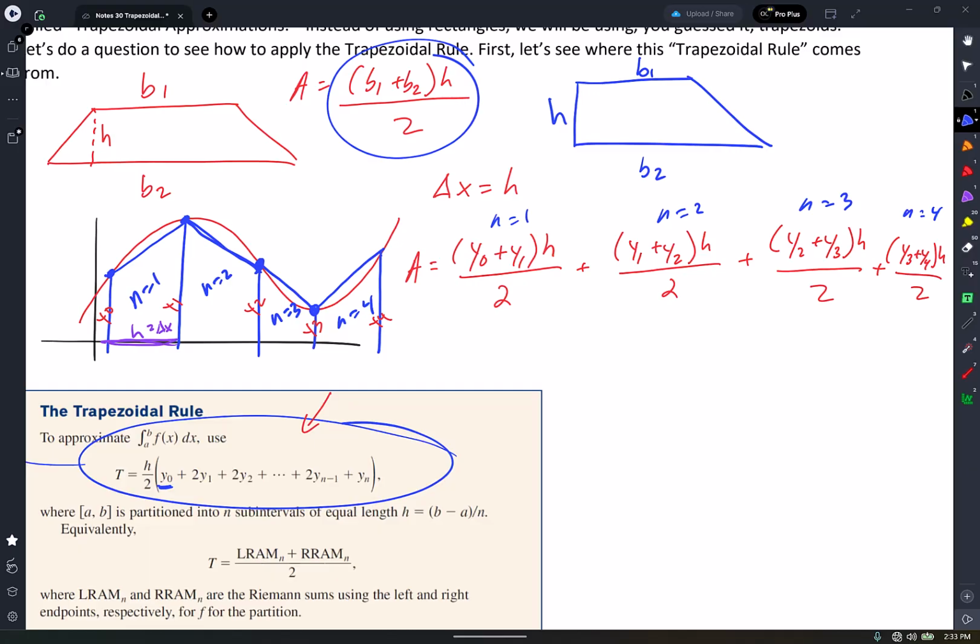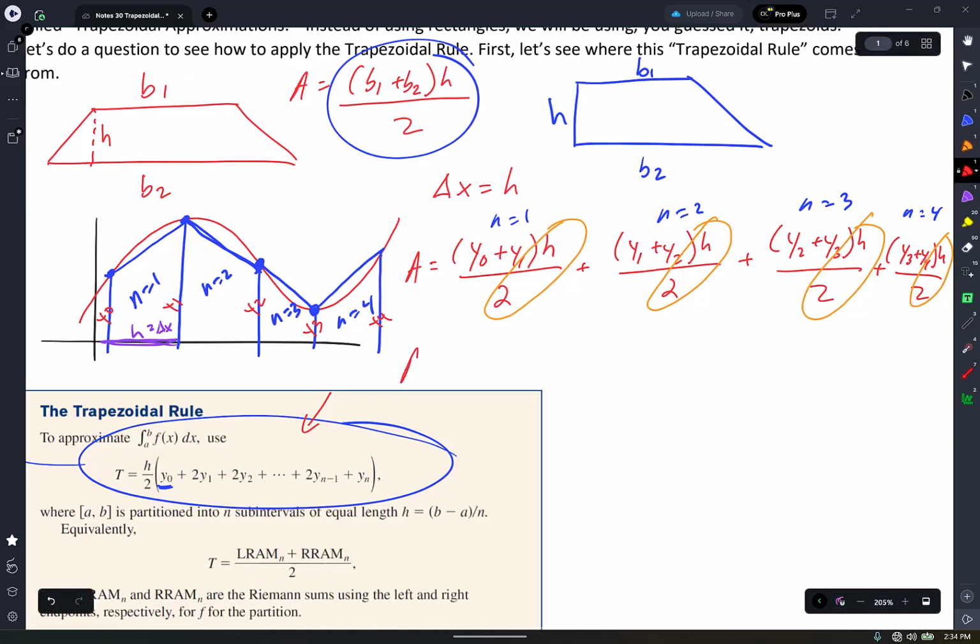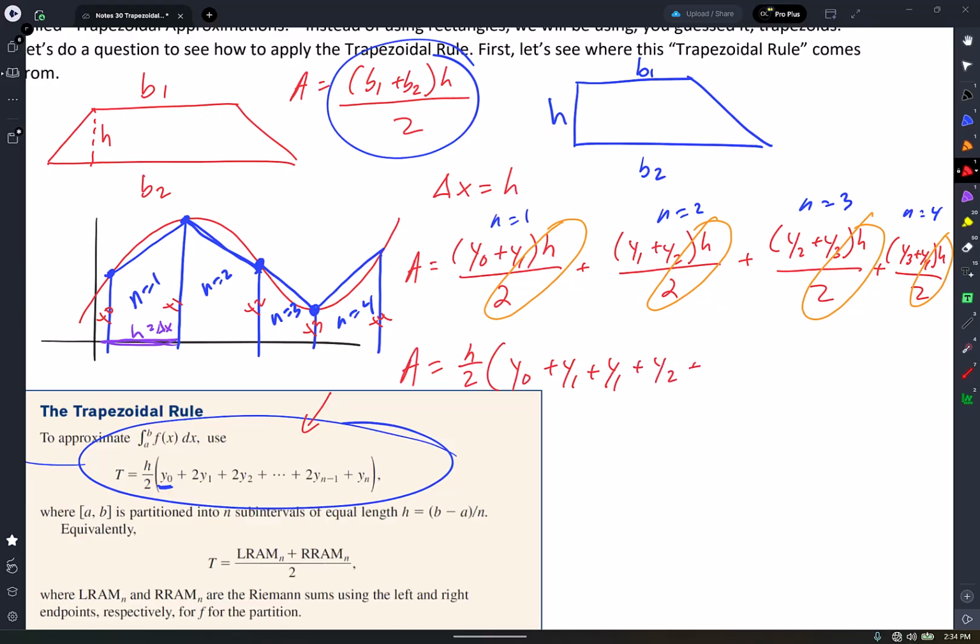Are we still all right? Okay. So check it out. You see how each one of these terms has an h over 2? So I have area equals h over 2, parenthesis, y naught plus y1 plus y1 plus y2 plus y2 plus y3 plus y3 plus y4, close. All I did was drop the parentheses and write it all out.